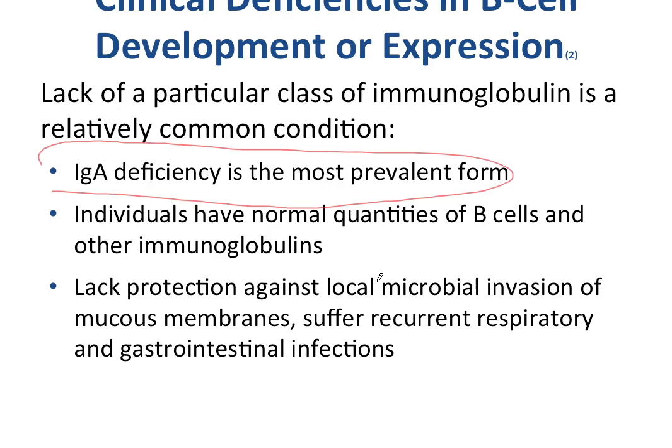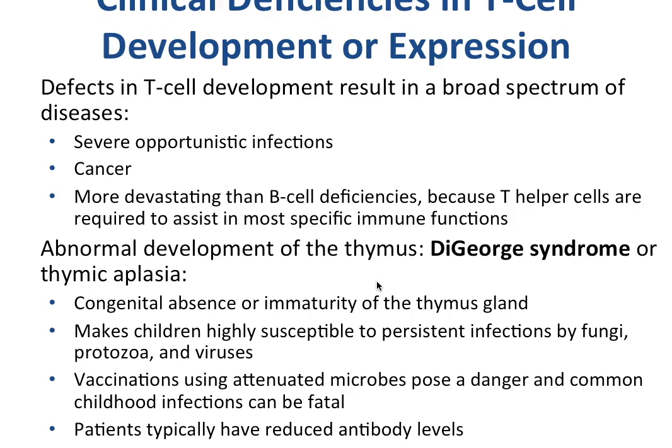In this case, the patient may have a normal amount of B cells. However, when we measure the immunoglobulin, the immunoglobulin level is very low. So the patient may have infections of bacteria, either in the respiratory tract or in the GI tract.